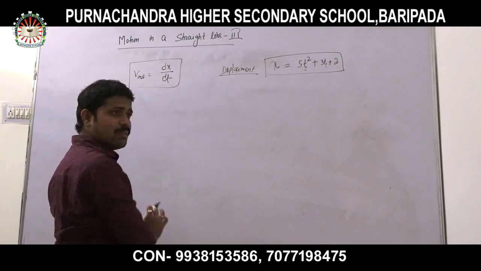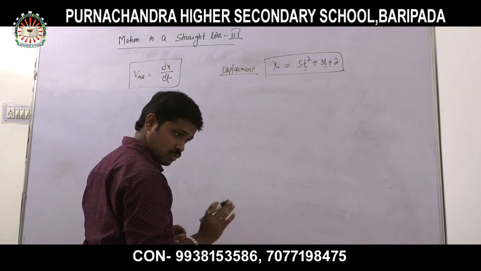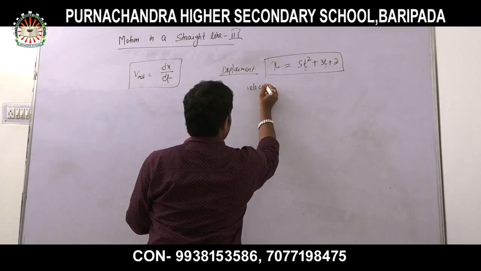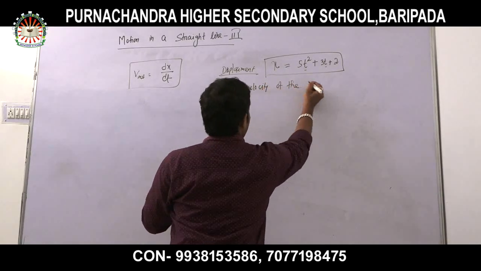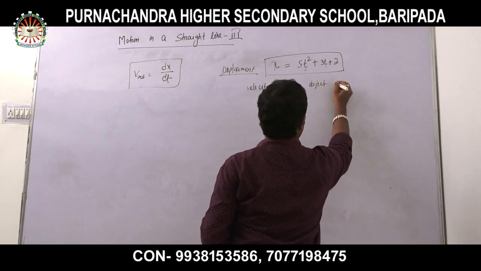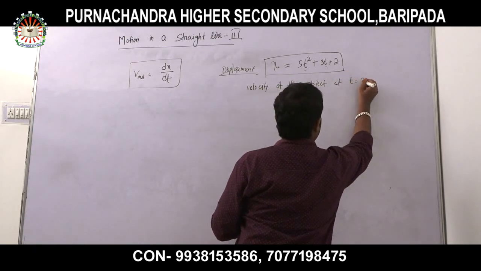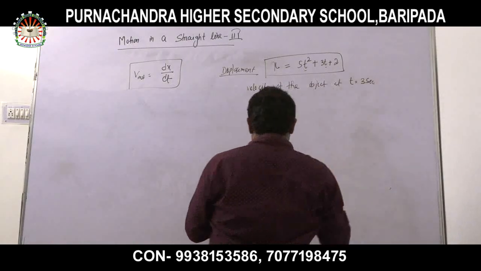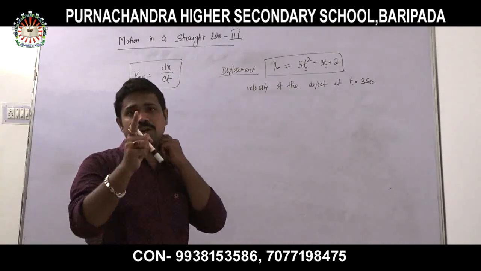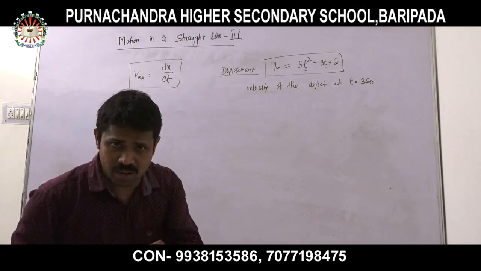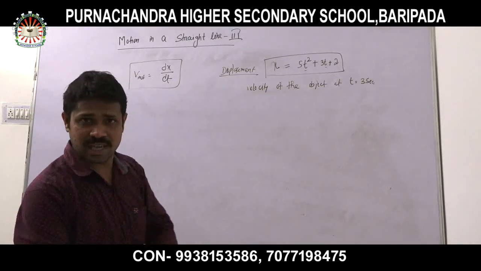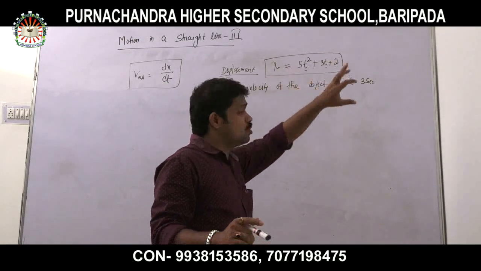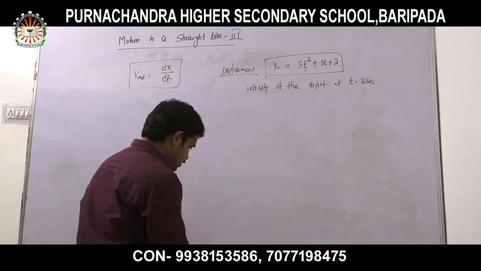Clear? So now what is our aim? Now our aim is to find out, again I will repeat, the velocity of the object at time t equal to 3 seconds. Clear? So what is our aim? To find out the velocity of the object at which time? That t is equal to 3 seconds. Clear? So the displacement is a function of time, so that's why x is equal to this much. So let us find out the velocity.